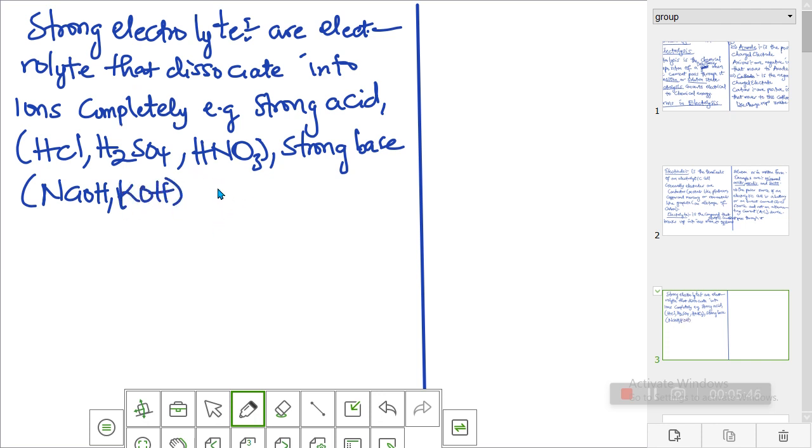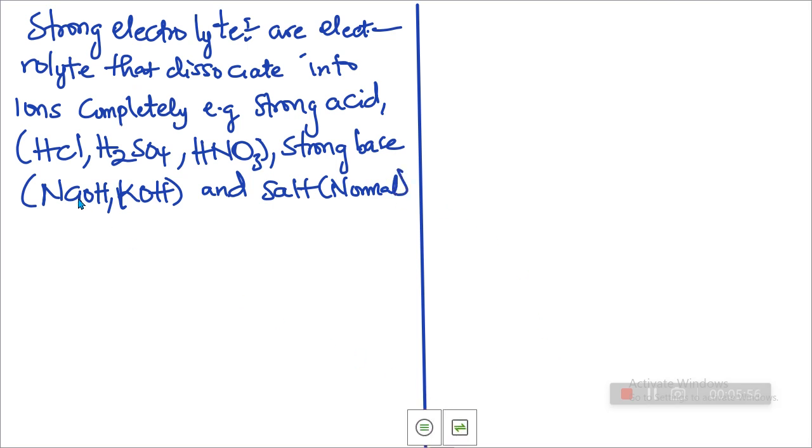We also have salts, and these are normal salts. Please take note of that. For example, sodium chloride, NaCl. Those are examples of strong electrolytes. Please take note: they are electrolytes that dissociate into ions completely when they are dissolved in water or aqueous solution.